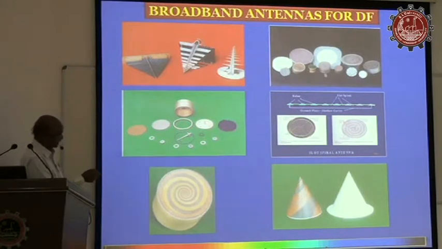These are some of the log periodic antennas used for direction finding. This element is called pyramidal log periodic antenna, which is used as a radiating element in one of the DF systems, 8 antenna DF for naval platform. This is dual polarized log periodic, and this is coplanar log periodic. This we are using as a feed for the reflector. These are the various types of spiral antennas.